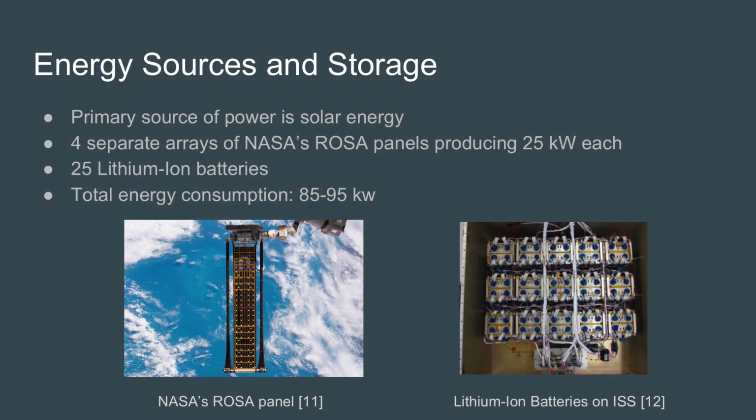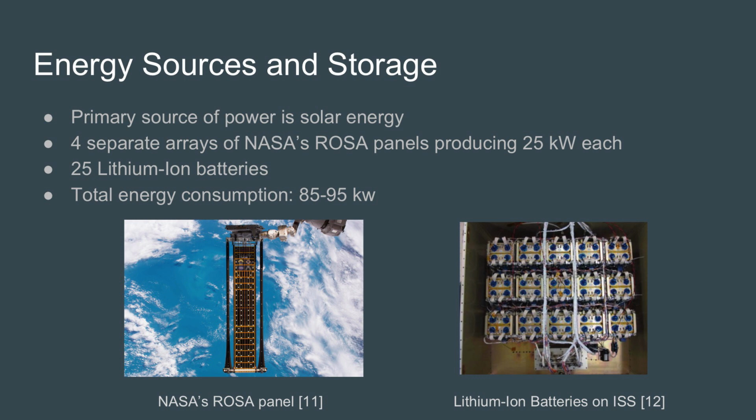In order to implement this, we're going to be using a derivative of NASA's ROSA solar array, which scaled up will produce about 25 kilowatts each for our station, totaling 100 kilowatts. This energy will be stored in 25 lithium-ion batteries, which have been tested and recently implemented in space.